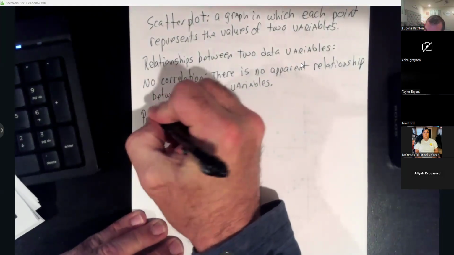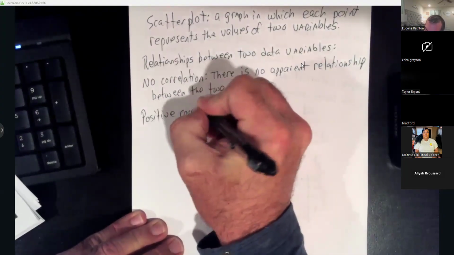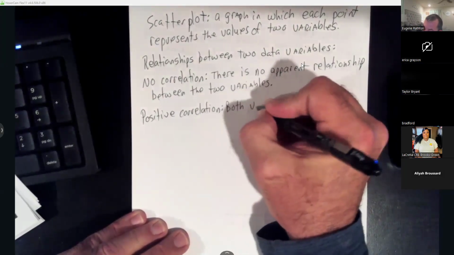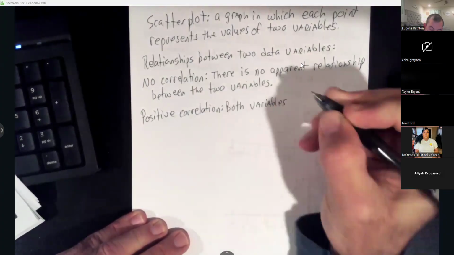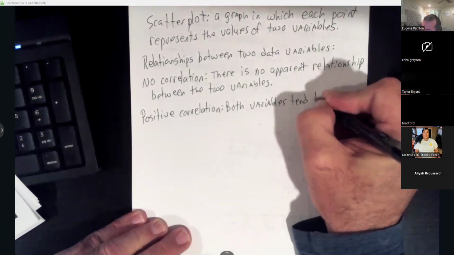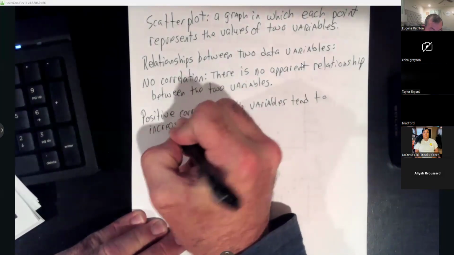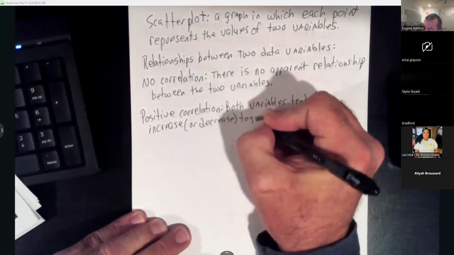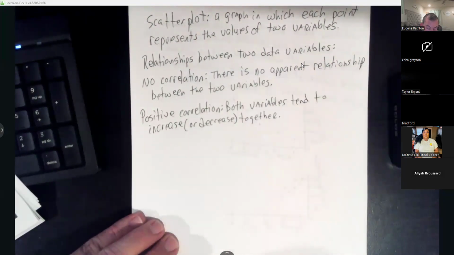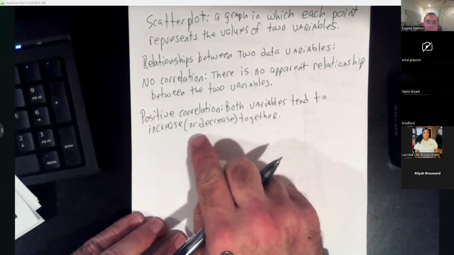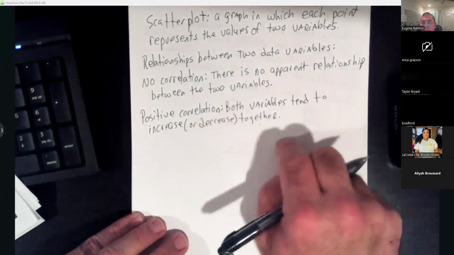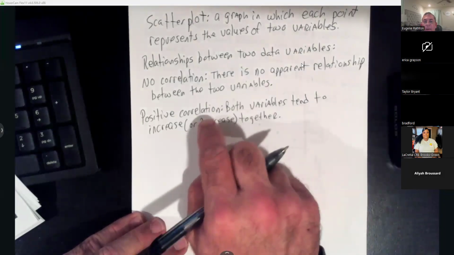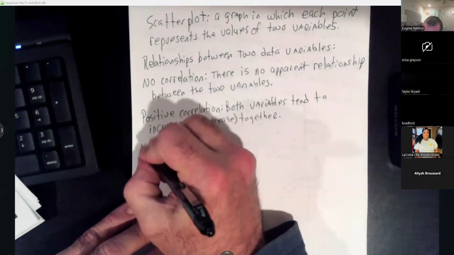A positive correlation is when both variables tend to increase or decrease together. So that'd have been the diamond example. As the weight went up, the prices went up. Okay. Also, you can have two things going down, and that'd be positive.